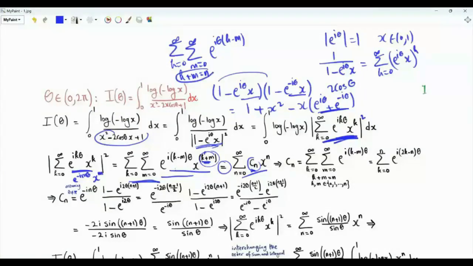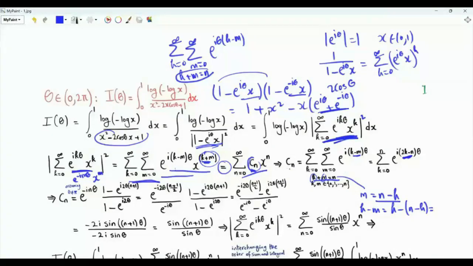We can use this constraint to obtain a single sum. We use this constraint to write m as n minus k. k minus m becomes k minus (n minus k). That's 2k minus n. Note that k is a non-negative integer, m is a non-negative integer, their sum is equal to n. This means that the maximum possible value for k is n.